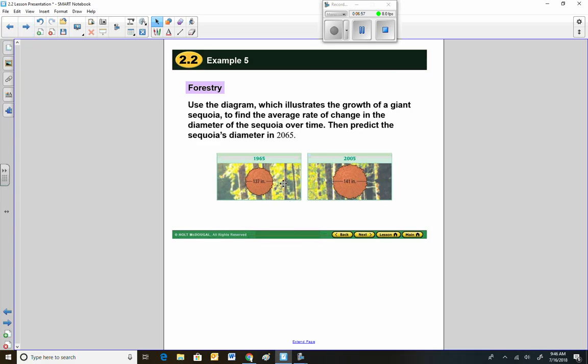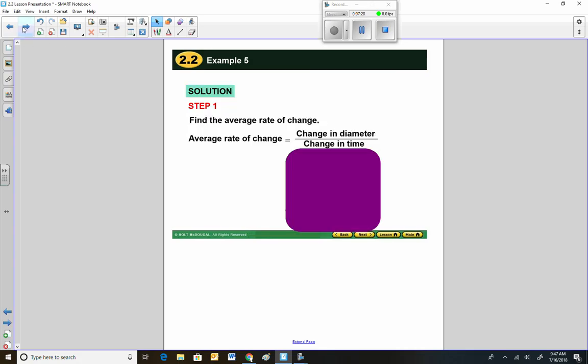Here's a word problem. Here's a big sequoia tree, 137-inch diameter in 1965. In 2005, it's 141-inch diameter. So use the diagram which illustrates the growth of a giant sequoia to find the average rate of change in the diameter of the sequoia over time. So we could actually use these numbers here as your X and Y. 137 inches in 1965 and 141 inches in 2005.